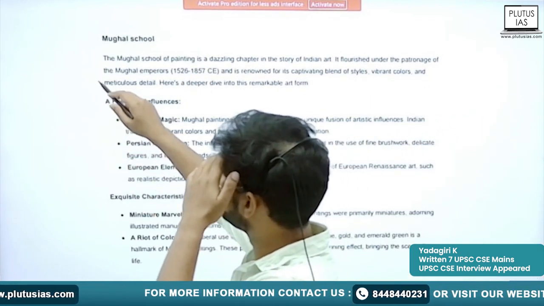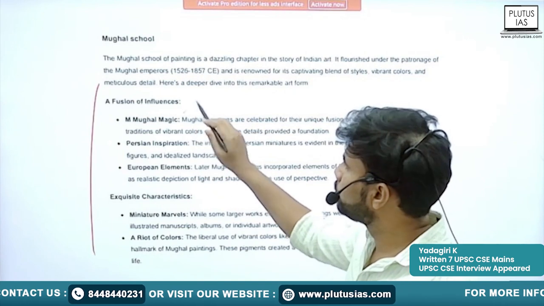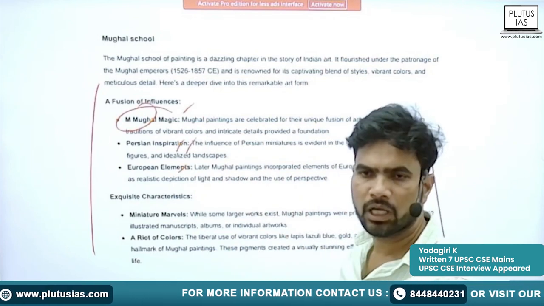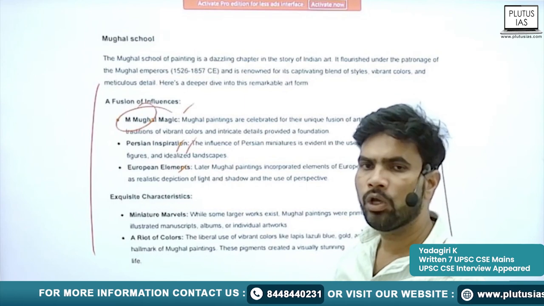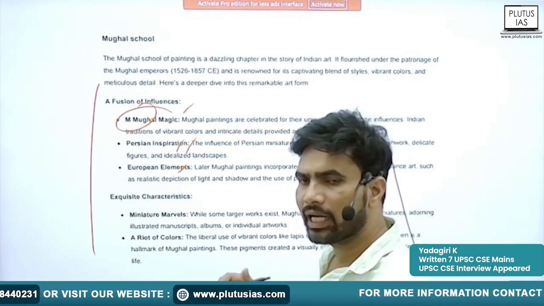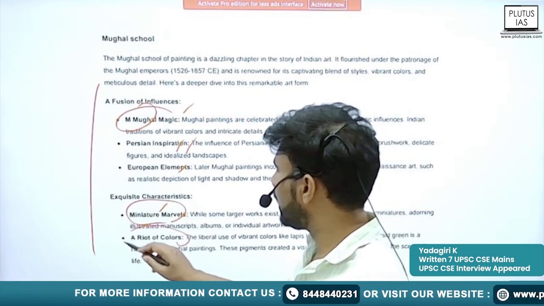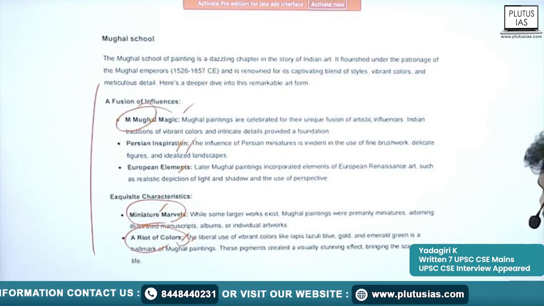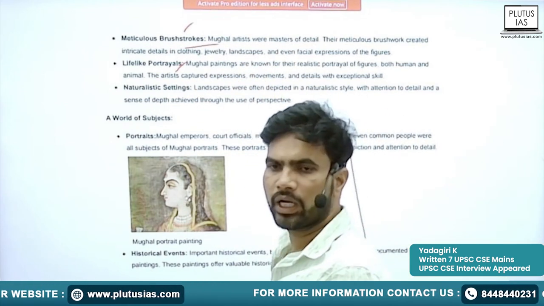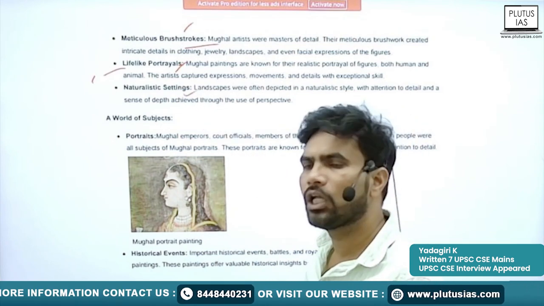Now the Mughal period. Mughal period miniature painting is a fusion of influences. Persian inspiration is there. European elements have also been incorporated because by that time Europeans had come to India. So some European elements have also been taken. Characteristics: miniature marvels created at that time are a riot of colors. So we can see increasing use of colors at that time, right? We also see meticulous brush strokes, and lifelike portrayals have also been produced. This is known as portrait painting. Naturalistic settings you will also see.